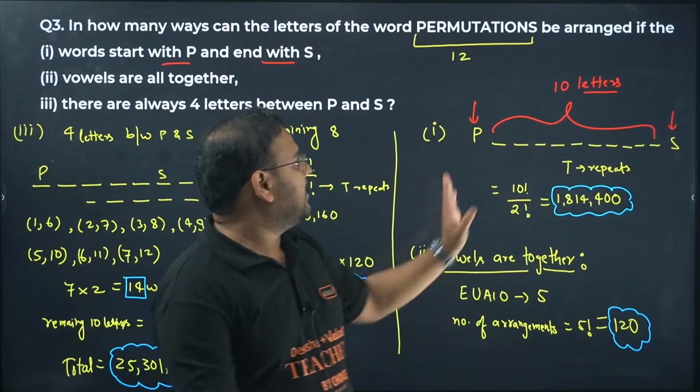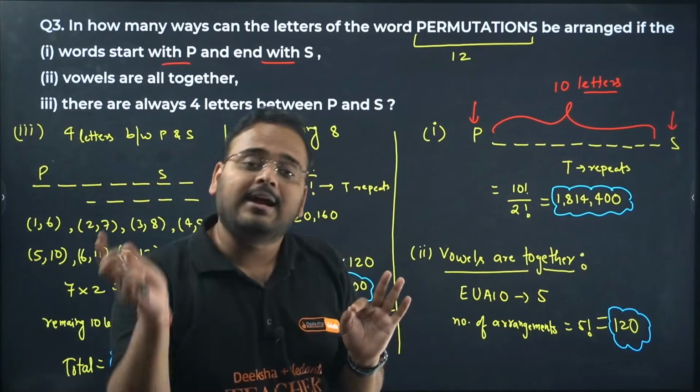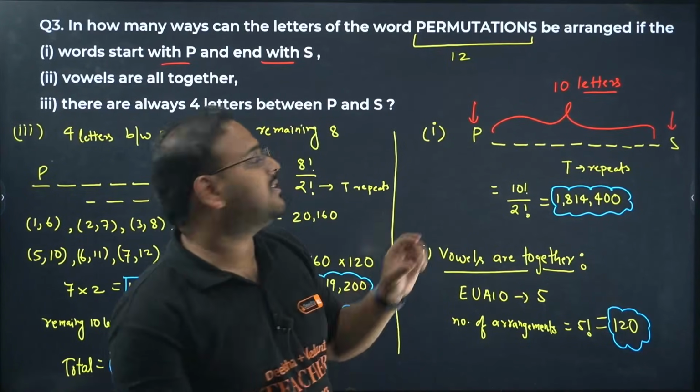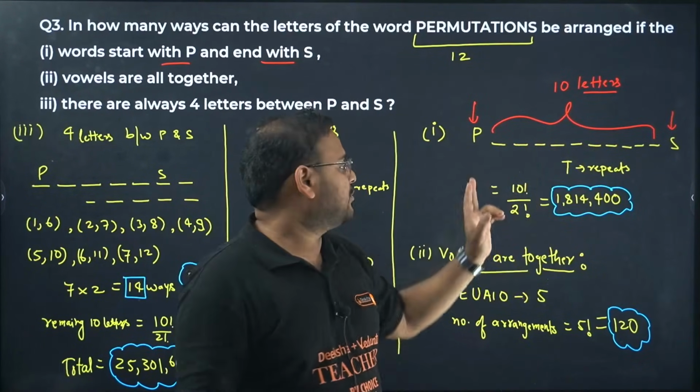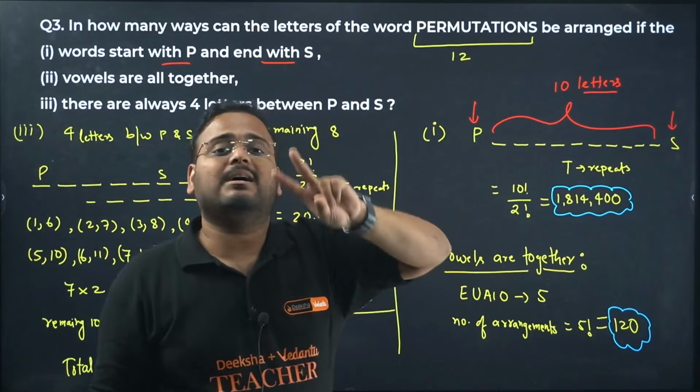Clear? Okay. Now we have the remaining 10 spaces to fill. 10 letters are there. How can we do this? 10, 9, 8, 1 like that. So 10 factorial for the numerator, and you can see T is coming 2 times.